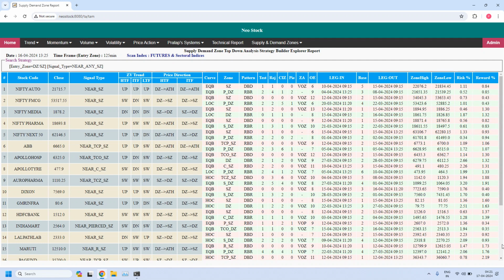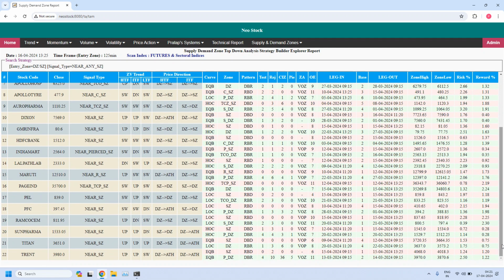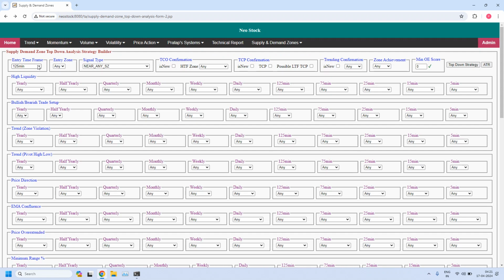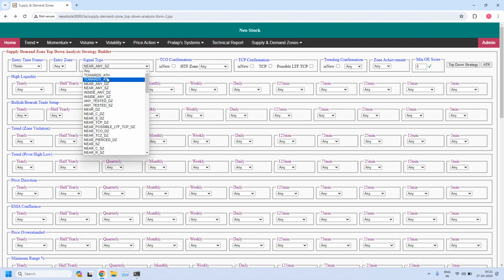Let me scroll down. So total 22 stocks are filtered which are near to the 125 minute supply zone. So let me go back. Changing the time frame to 75 minutes. So entry time frame is 75 minutes. Let us find the stocks near 75 minutes demand zone.